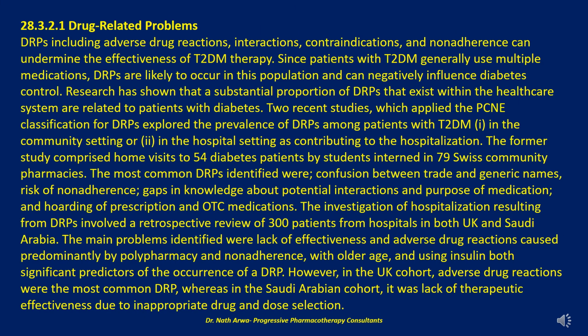We will now look at drug-related problems. Drug-related problems including adverse drug reactions, interactions, contraindications, and non-adherence can undermine the effectiveness of type 2 diabetes mellitus therapy. Since patients with type 2 diabetes mellitus generally use multiple medications, drug-related problems are likely to occur in this population and can negatively influence diabetes control.